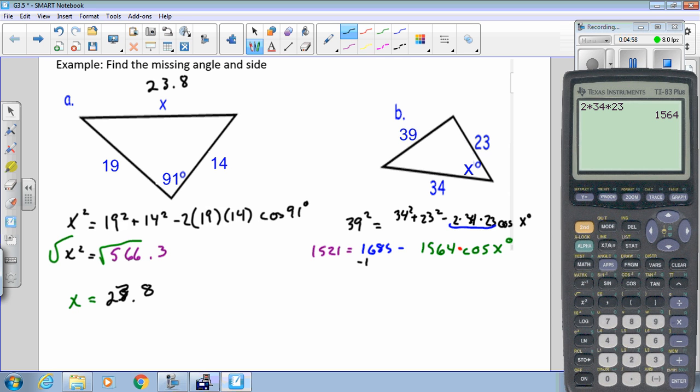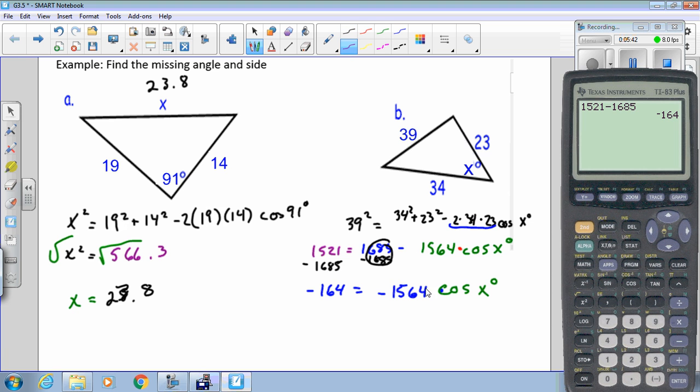So you have to actually subtract 1685 here because you want to isolate cosine x, and then subtract 1685 here. So you get 0 here. That's what we want. Then, let's do that on calculator. 1521 minus 1685 is minus 164. So I get to here: minus 164 equals negative 1564 times cosine x. Now here, what do I do now?